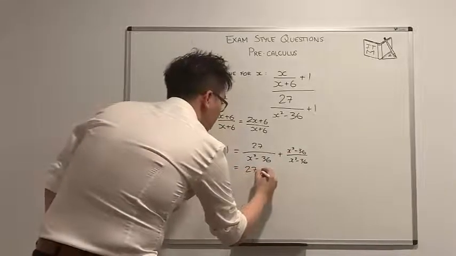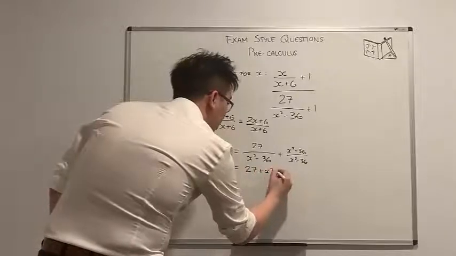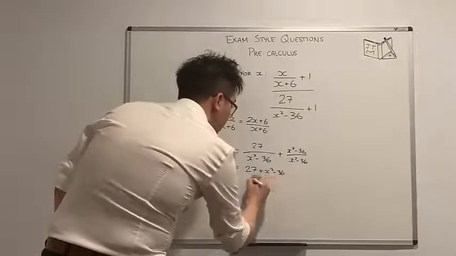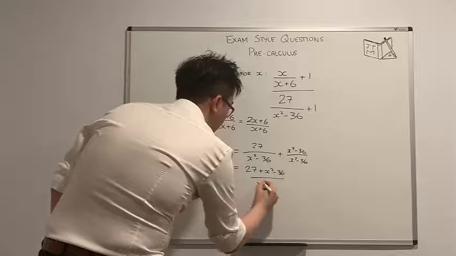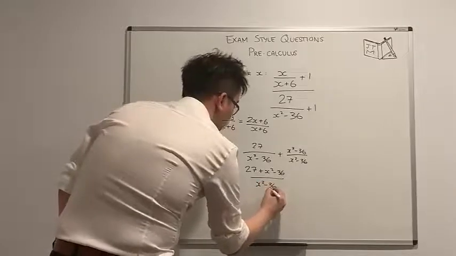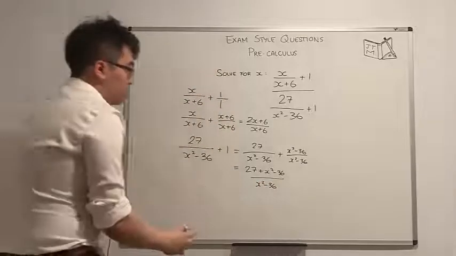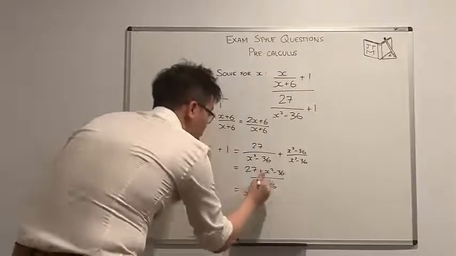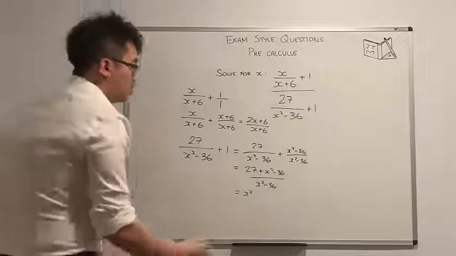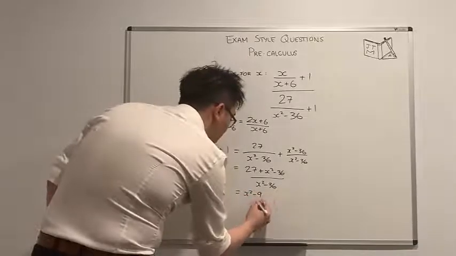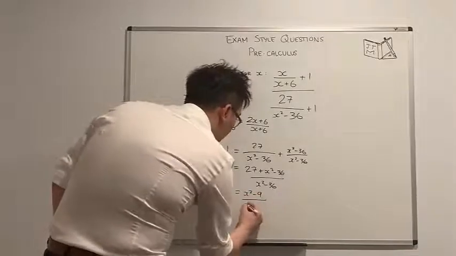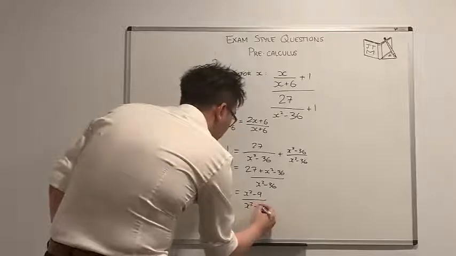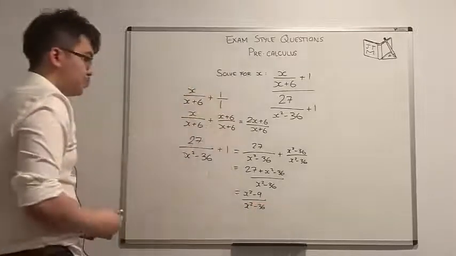We've got 27 plus x squared minus 36, all over the same denominator of x squared minus 36. Now we simplify this down to give us x squared, 27 minus 36 is minus 9, and of course over x squared minus 36.